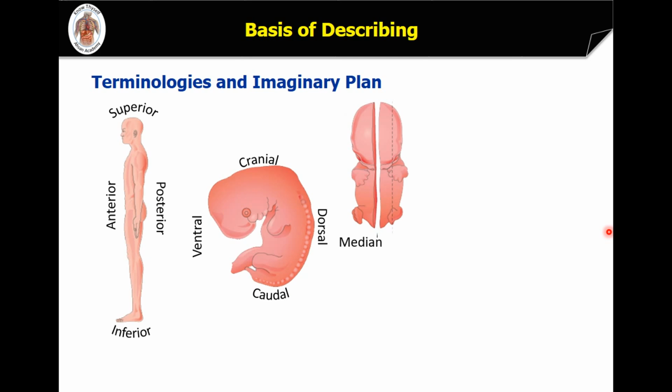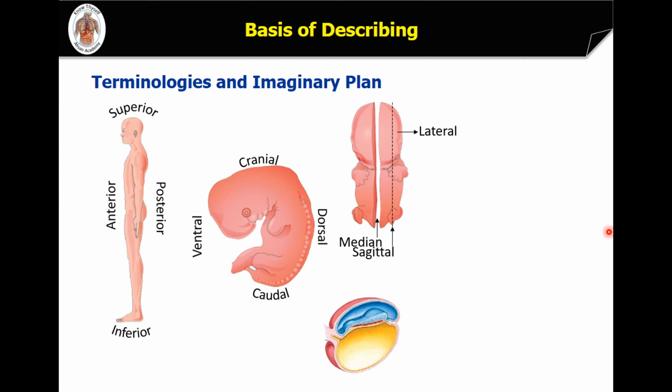We use some planes to show the different layers and differentiation and formation of the organs, and we use the same planes. This is the median plane, and all planes parallel to it are the sagittal planes. The same will be used in case of the embryo, and the medial and lateral terminologies are the same.